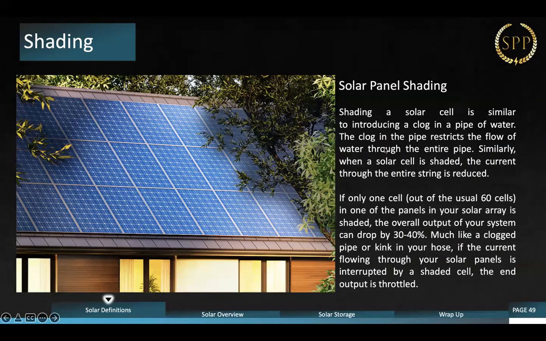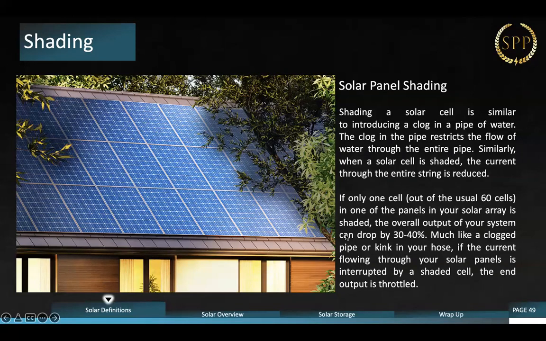Shading a solar cell is similar to introducing a clog in a pipe of water. The clog in the pipe restricts the flow of water through the entire pipe. Similarly, when the solar cell is shaded, the current through the entire string is reduced. Current equals the flow, it's the amps, right? Now, if only one cell out of the usual 60, and right now we're using 66 cell panels, and one of the panels in your solar array is shaded, the overall output of your system can drop by as much as 30 to 40%.